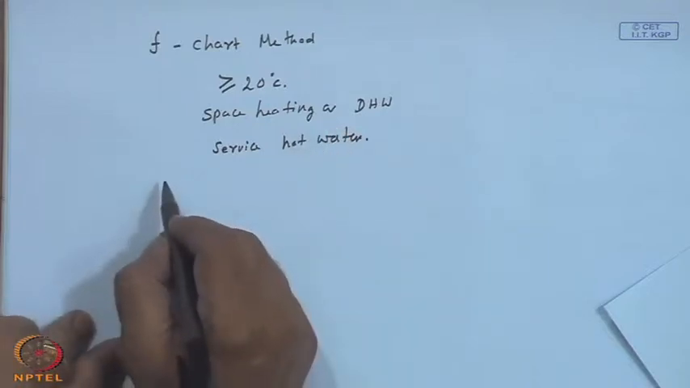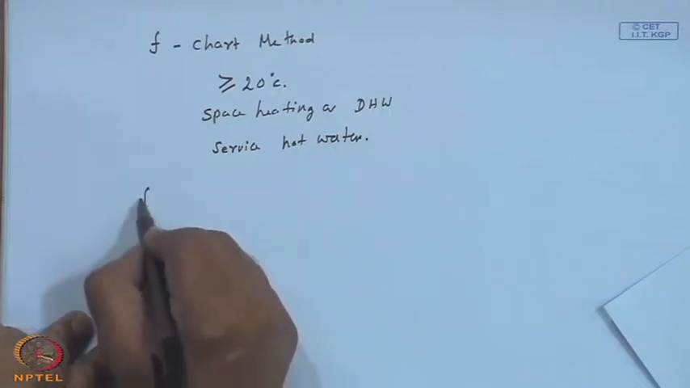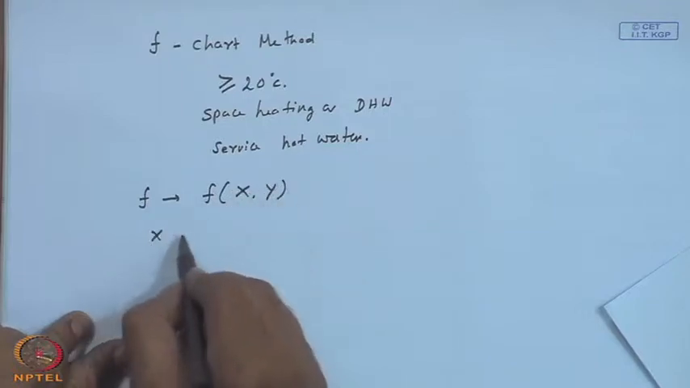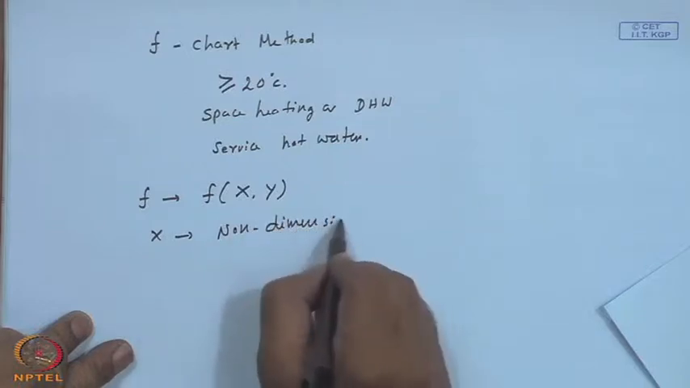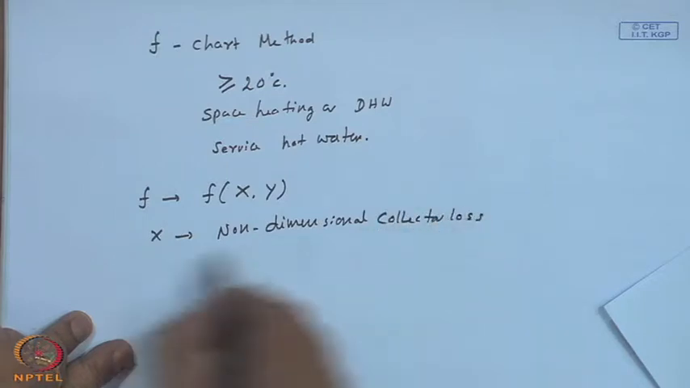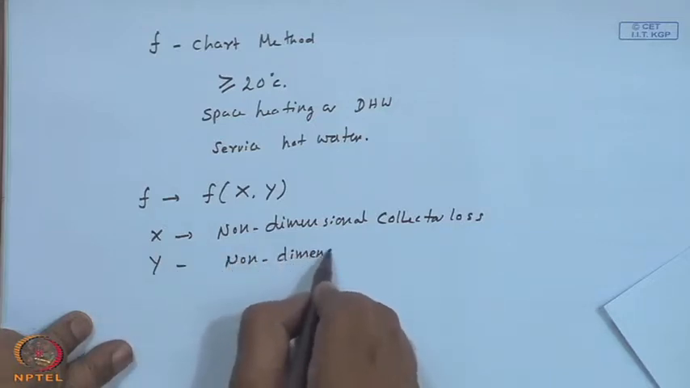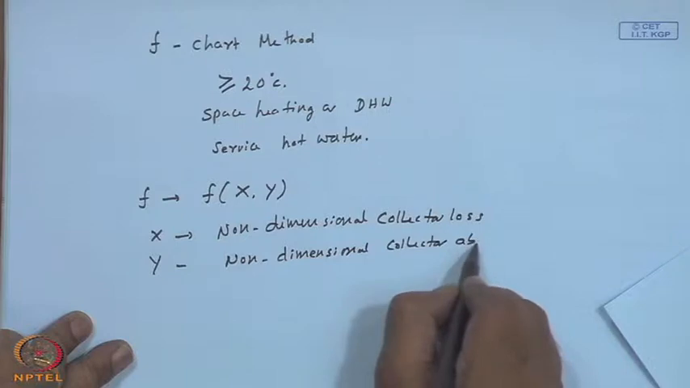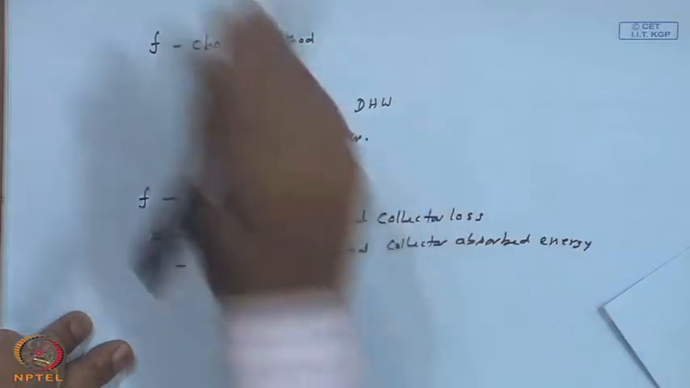And it is correlated to two non-dimensional variables. So, F is a function of x and y, where x is the non-dimensional collector loss and y is the non-dimensional collector absorbed energy. Okay.